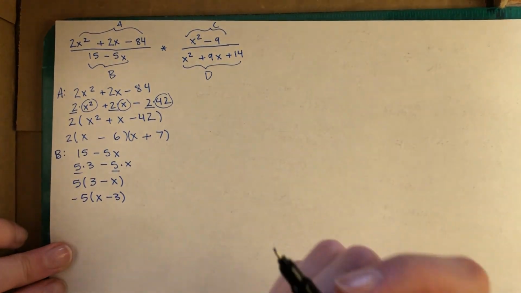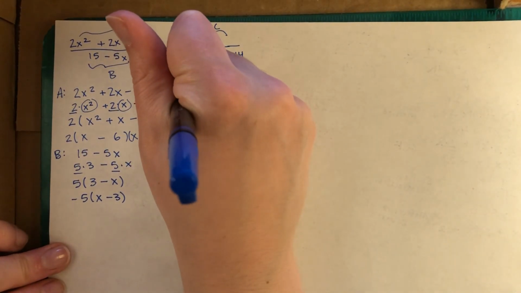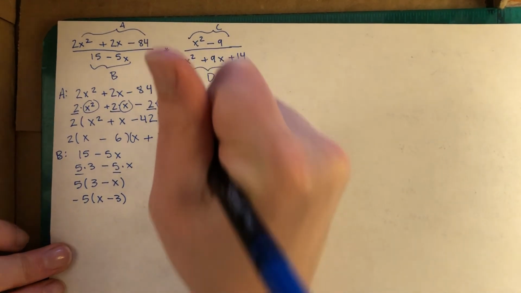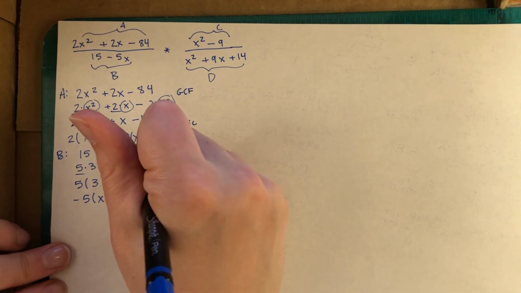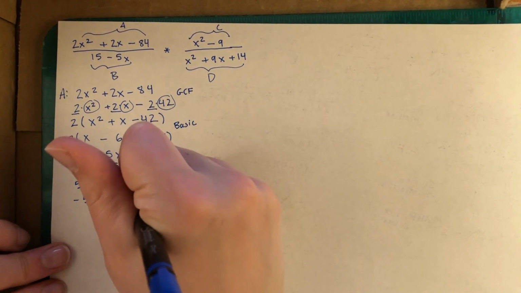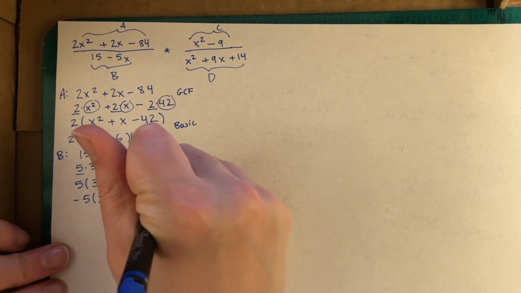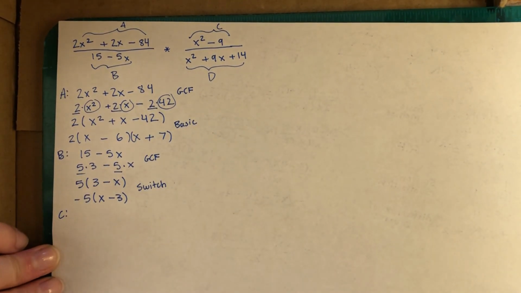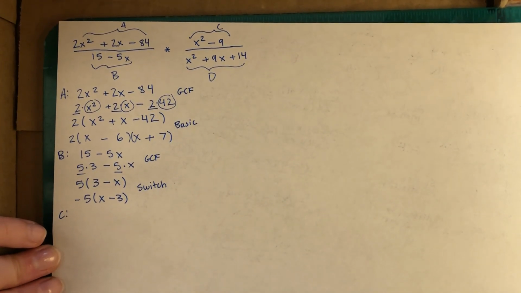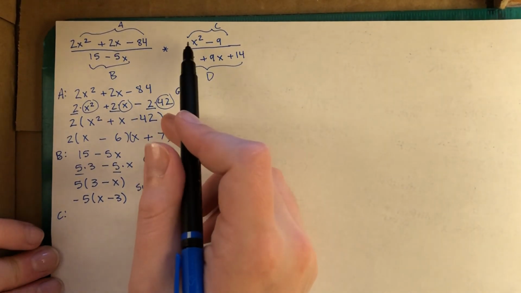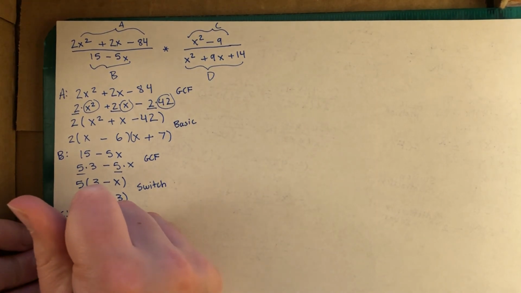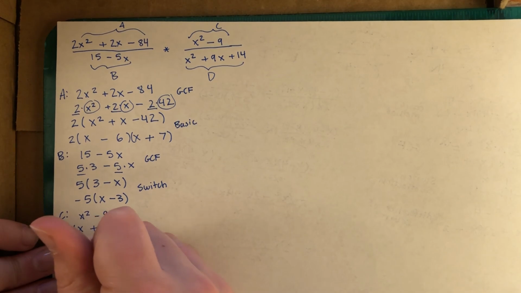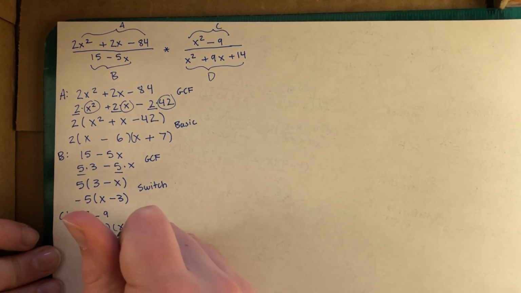C and D are not going to be so bad. For A, we had to do GCF and then basic method. For B, we had to do GCF and then the switch rule. For C, easy peasy. It's just going to be the normal difference of squares. I've got x squared minus 9. We're used to this one by now. It's x plus 3, x minus 3.